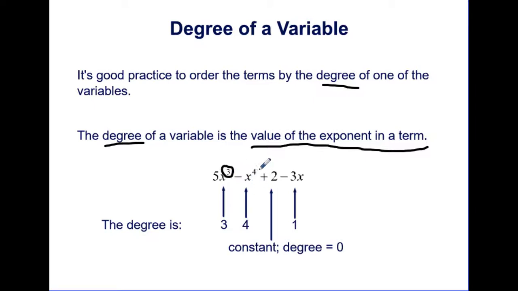Here, negative 4x to the fourth, the degree is 4 since the exponent is 4. 2 is a constant which always has a degree of 0. Think, if you do not see any variable, there's 0 of the variable. And negative 3x, if you don't see the exponent but there's still a variable, it's an imaginary 1, so the degree is 1.